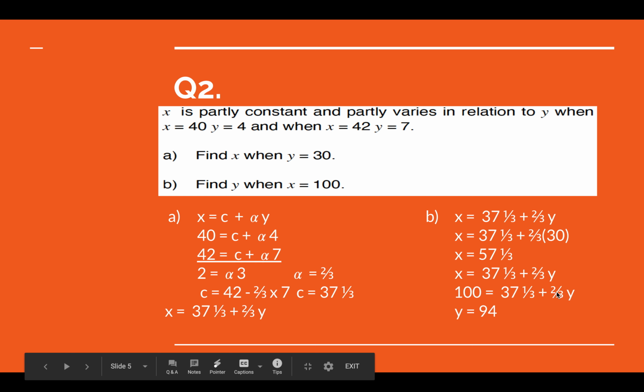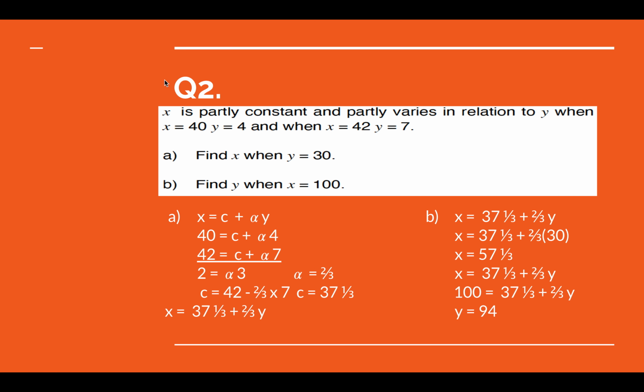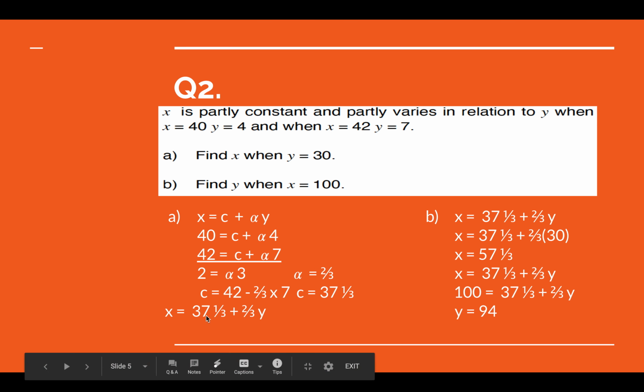And then later on we get to multiply by 3/2, so that we find our y is equal to 94. So after you derive this formula, then it's simply just the usual math that you're used to doing. Otherwise, the important thing to catch here is that you have to be able to interpret English sentences into mathematical formulas, and then derive the variables that are important. So we needed to find our c and our alpha to know the general formula for finding x when given y.